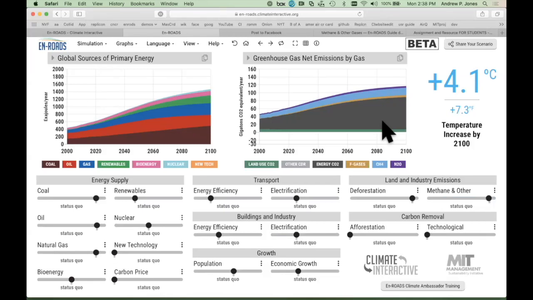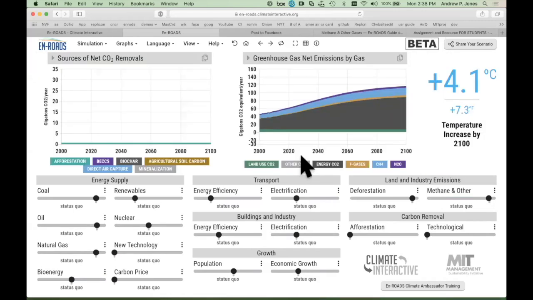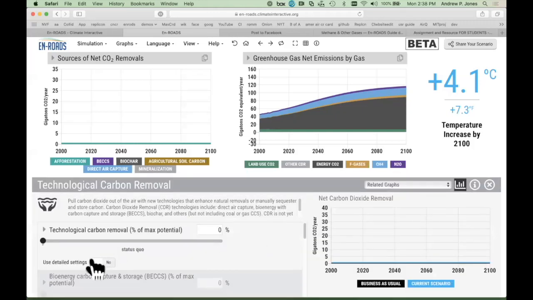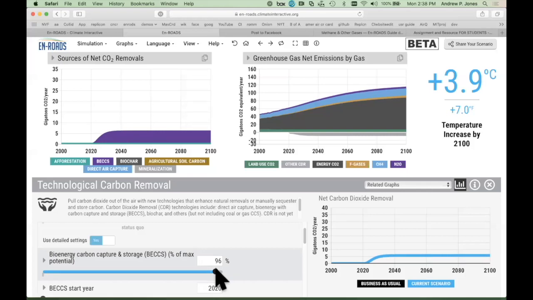It also has a key distinction, which is it shows negative emissions or carbon dioxide removal. And those are shown over here. There are some imagined technologies. They don't really exist at scale, but they're under here. There are five different types where you can say, well, what if we have this idea of bioenergy with carbon capture and storage? And here you have 96% of that potential. Here it is. It gets us all the way up to 5.76 gigatons a year, pulling it out of the atmosphere by, what, 2035 or so.